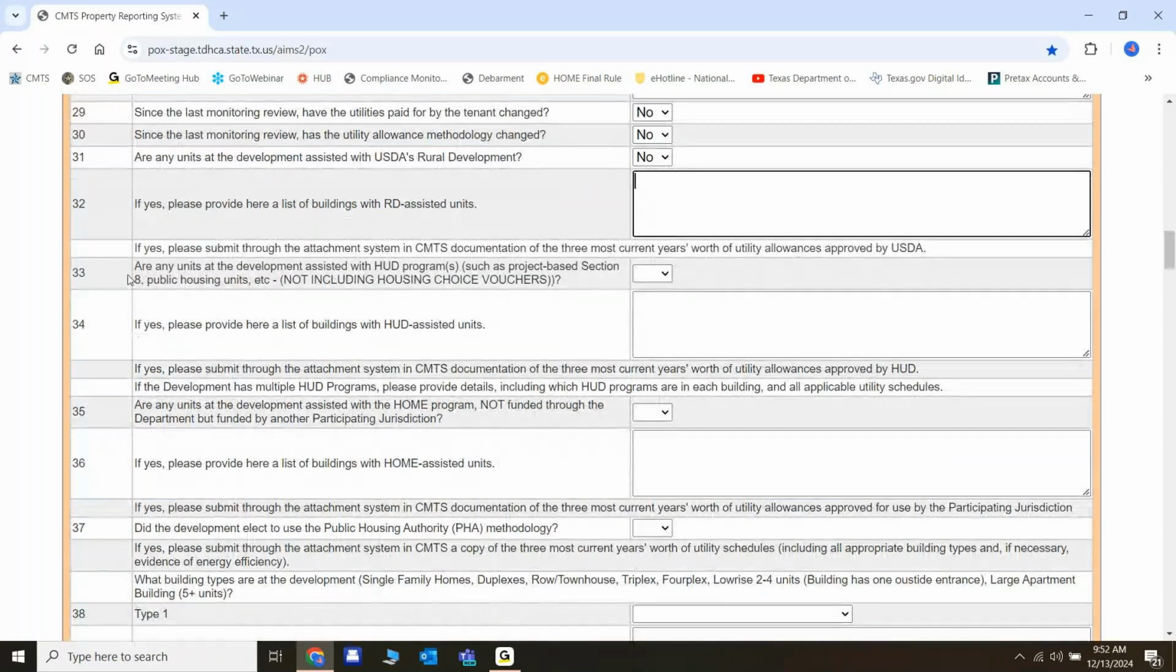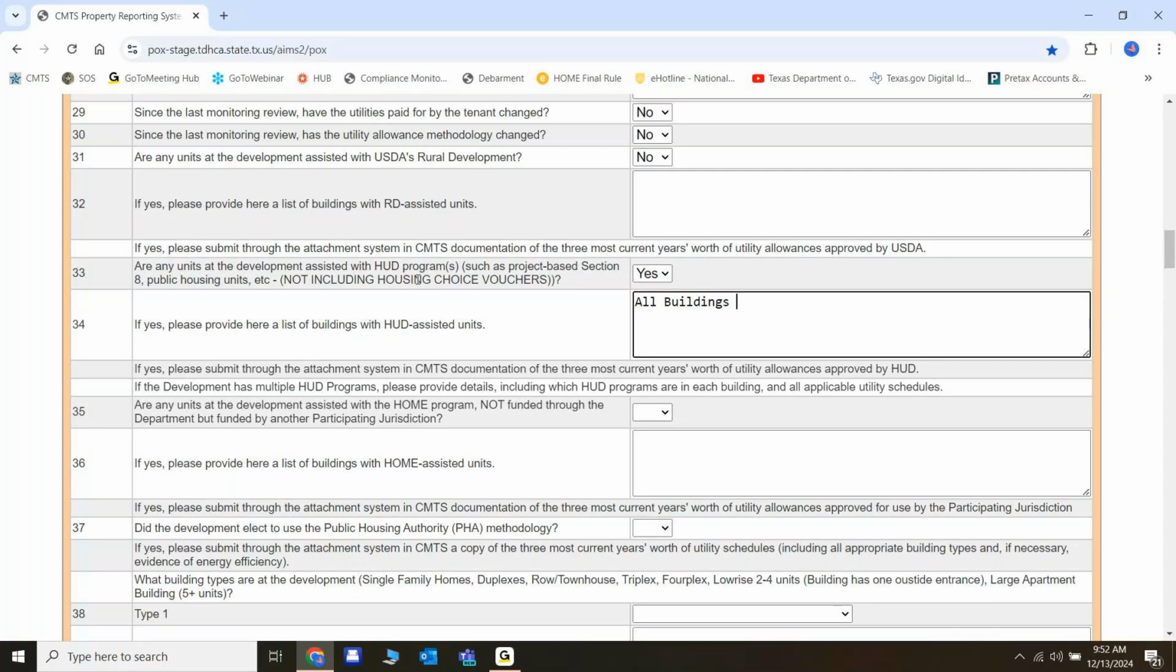The next question is, are there any units in the development assisted with HUD programs, such as project-based Section 8, public housing, RAD, any of those, but this does not include your vouchers. So any other HUD program but not vouchers. If the answer is yes, tell us what buildings are HUD assisted. Again, if it is all buildings, then you put in all buildings. You're going to stop right here. You're going to upload your 3 most current years of your approved HUD utility allowance.